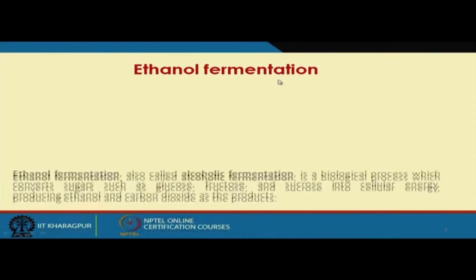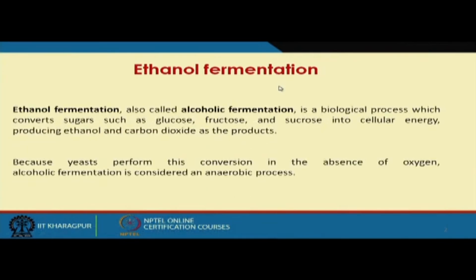Now today I am going to share my experience and the details of the ethanol fermentation process. It is called the alcoholic fermentation process, and it is a biological process which converts sugars such as glucose, fructose and sucrose into cellular energy, producing ethanol and carbon dioxide. Let me explain that.